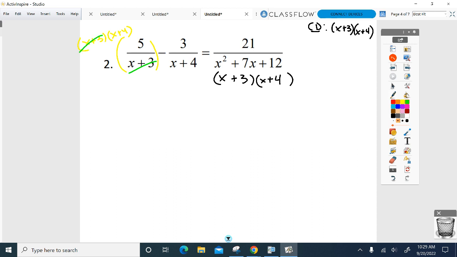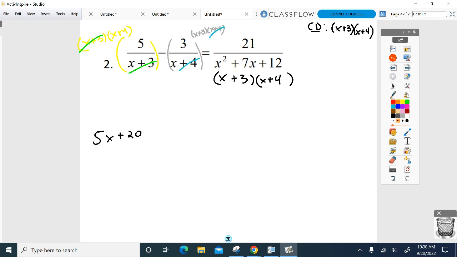What are you multiplying? The 5 and the x plus 4. Go ahead. 5x plus 20. Next, multiply by your common denominator again. What cancels on this second one? Plus 4s.